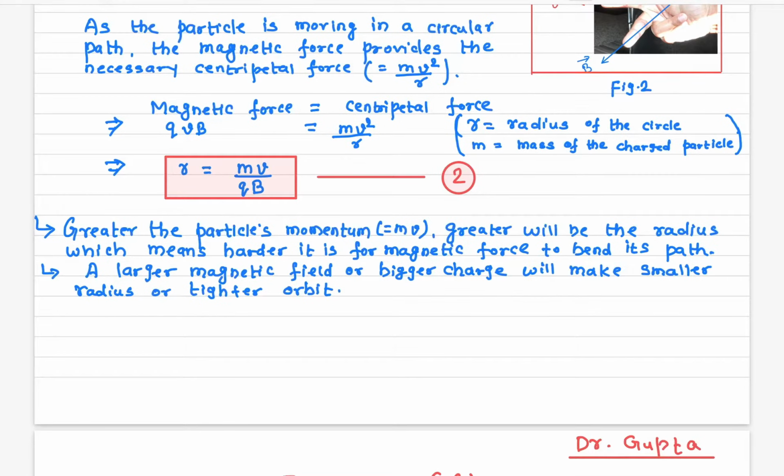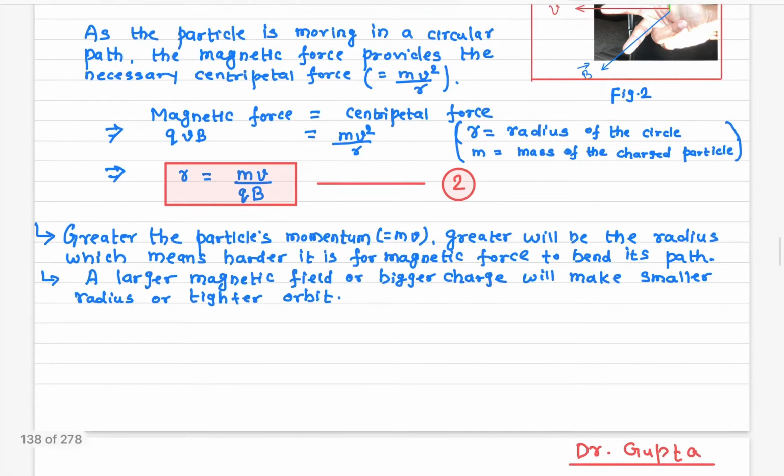Okay, and it makes sense because the larger the momentum of the charged particle is, the stronger the magnetic force you need to bend its path. And the stronger the magnetic field is, the tighter the orbit it will make. So that's what this equation tells you.